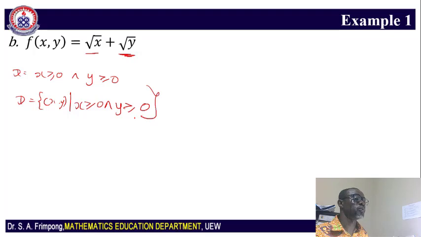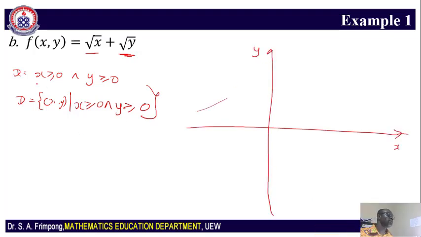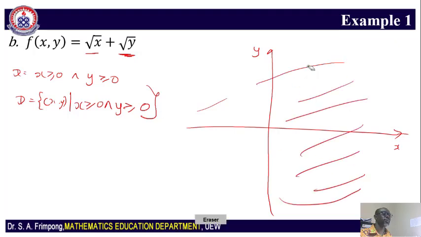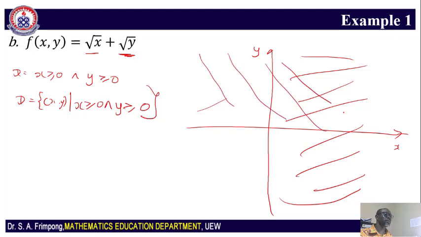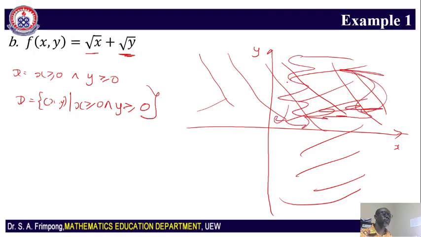The two must hold. If I want to sketch this, x greater than or equal to 0 is everywhere here. Then y greater than or equal to 0 is also everywhere here. You can see that this portion here is double shaded, so that is the side that satisfies this function.